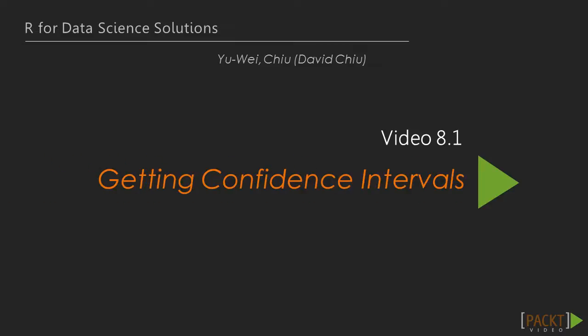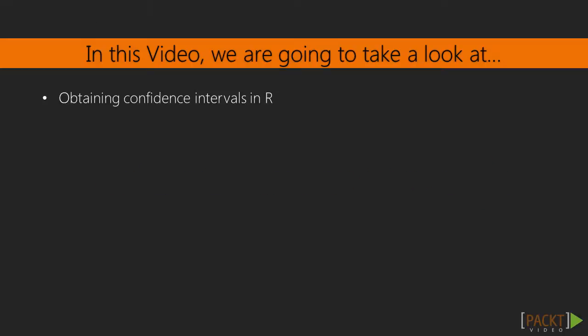This is the first video of the section, Getting Confidence Intervals. Using confidence intervals allows us to estimate the interval range of unknown parameters in the data. In this video, we'll teach you methods that can help obtain confidence intervals in R. Ensure that you installed R on your operating system.